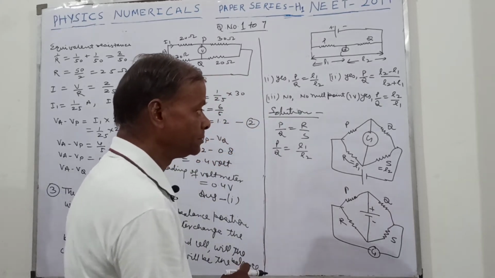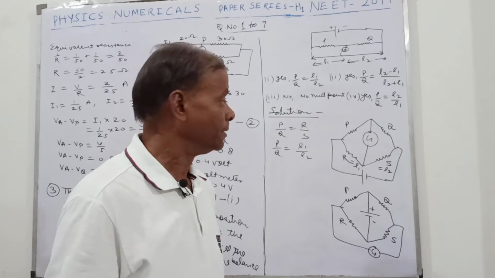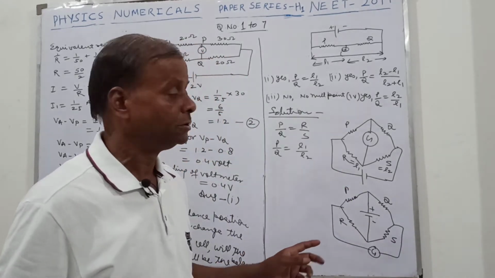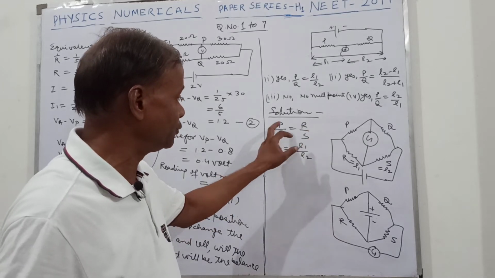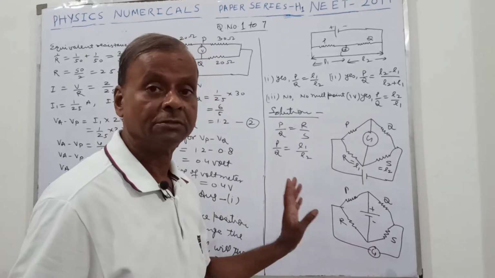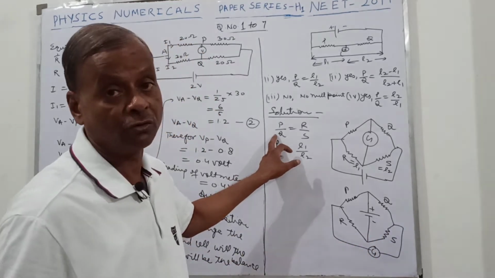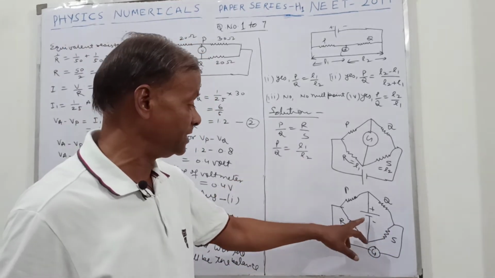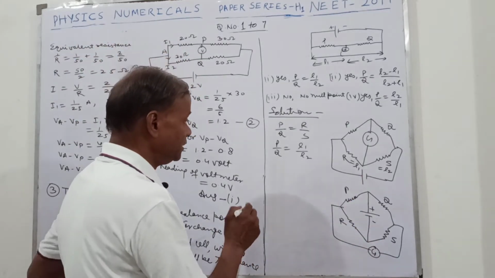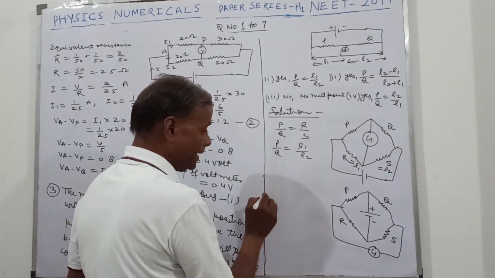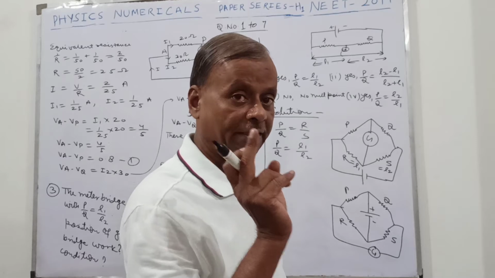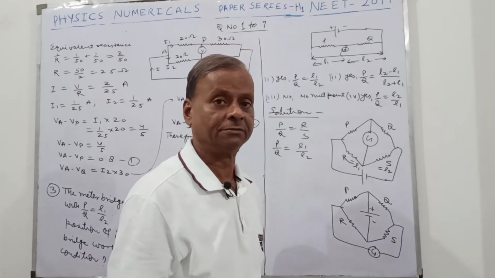So what we need for the balance of this bridge, that resistances must hold this condition P upon Q equal to R upon S. Because the resistances are not being changed, it means that this condition will hold, either we interchange this galvanometer and cell or not. So this will be the condition, and the bridge will work. There we will get the null points.